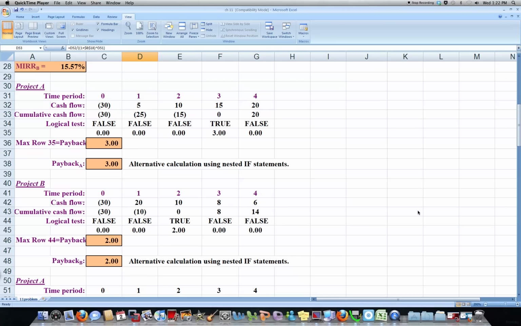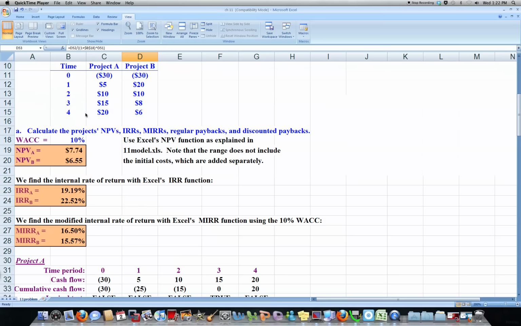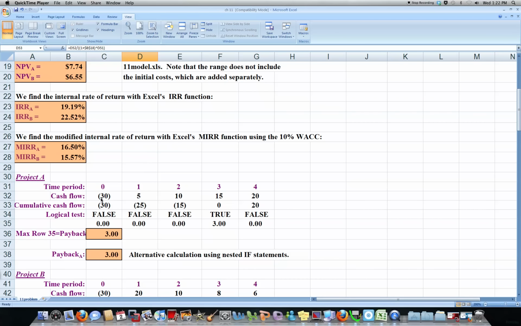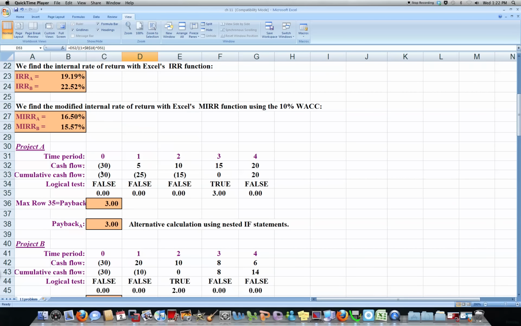Paybacks for the same problem. We lay out our cash flow each period, and our cumulative cash flow. Here are the cash flows that are given.